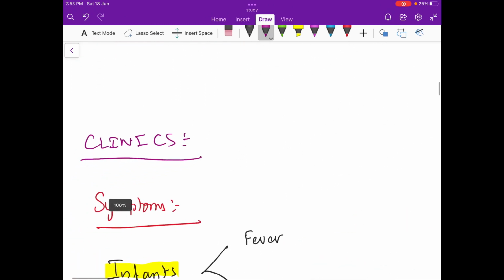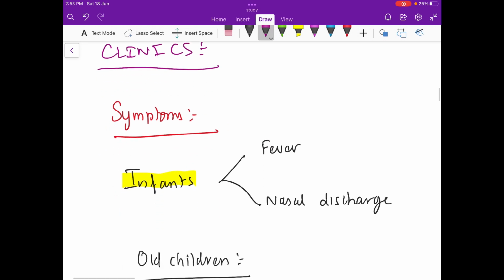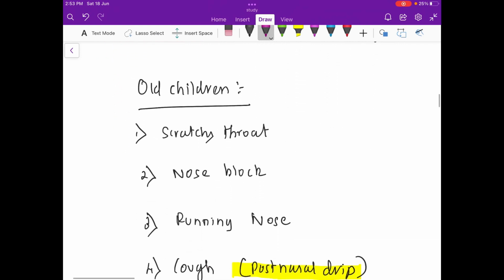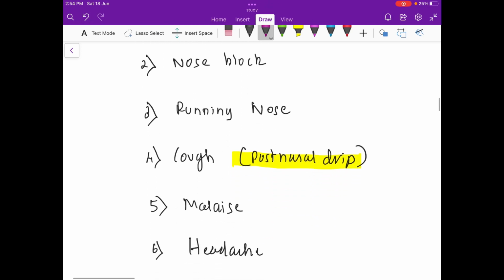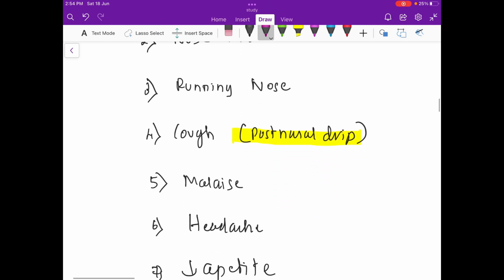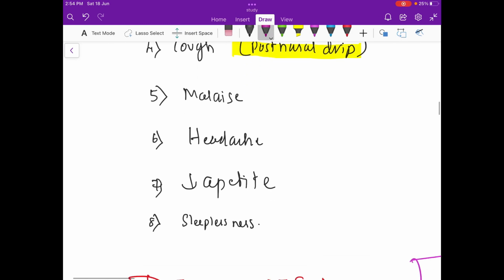Coming to the common clinical symptoms of these viruses, or the viral upper respiratory tract illness, which is common cold. Children, usually infants, the definition of an infant in pediatrics being age less than 1 year, present with fever and nasal discharge. Older children present with scratchy throat, nose block, running nose, cough mostly due to postnasal drip, malaise, headache, decreased appetite and sleep disturbances.